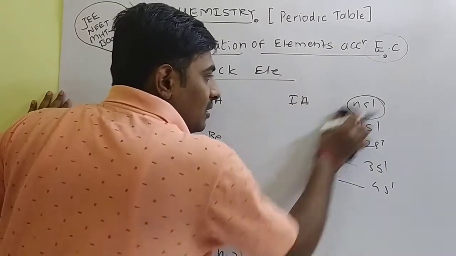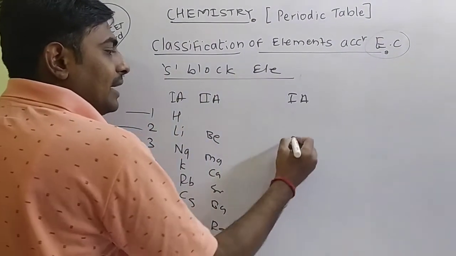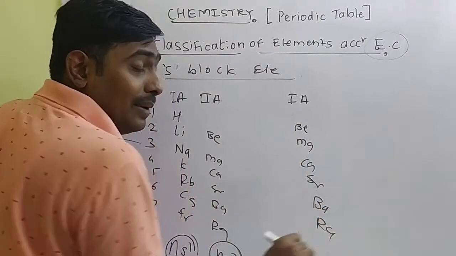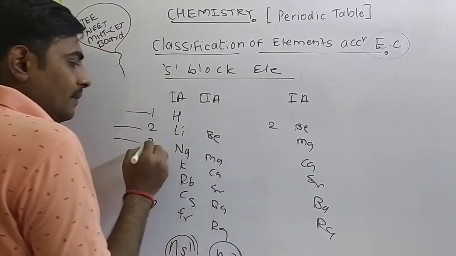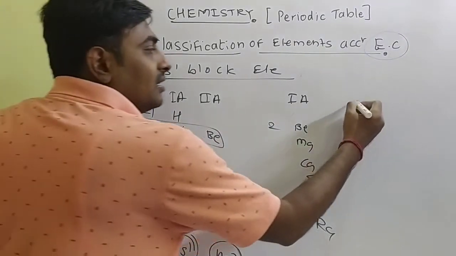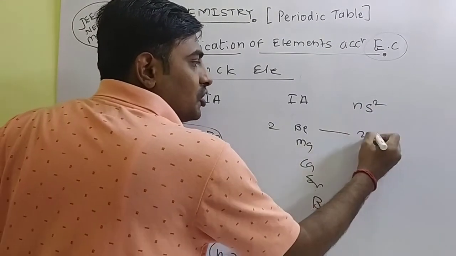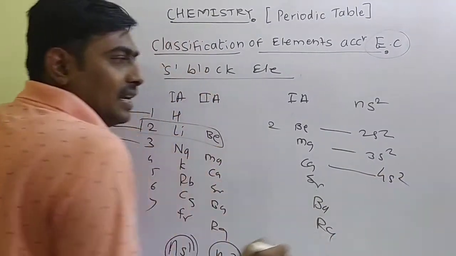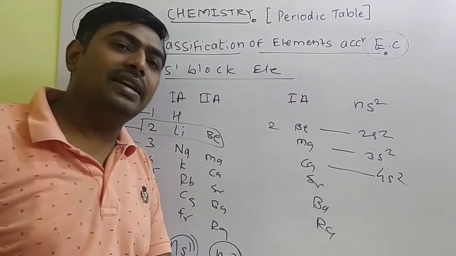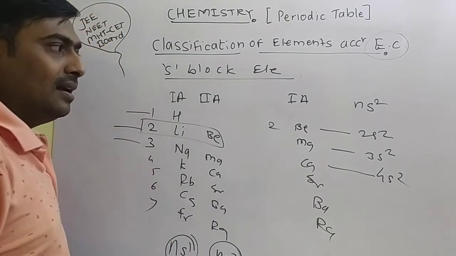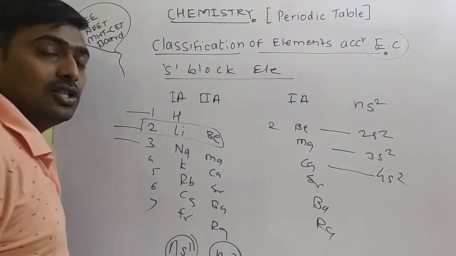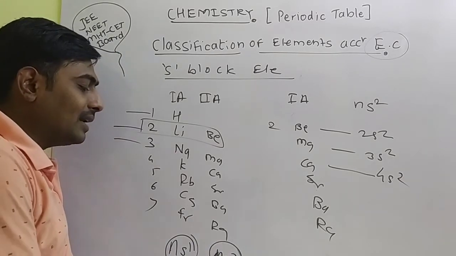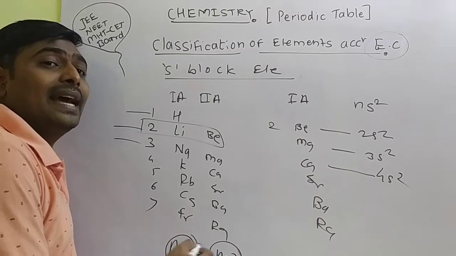Which elements does the second A group contain? It contains beryllium, magnesium, calcium, strontium, barium and radium. Beryllium starts in the second period, and the general electronic configuration is ns2: 2s2, 3s2, 4s2, and so on. As we move down, the valence shell increases by one unit. So the general electronic configurations are ns1 and ns2, which represent the alkali metals and alkaline earth metals, with one and two oxidation states respectively.